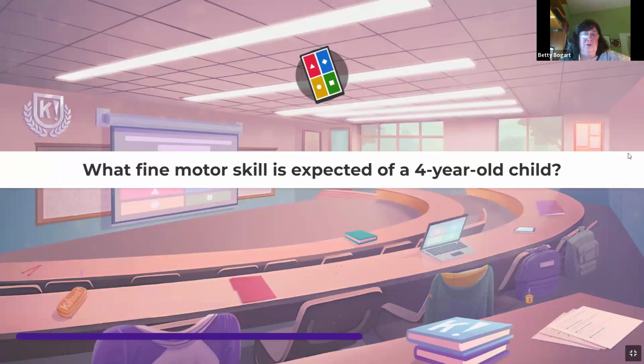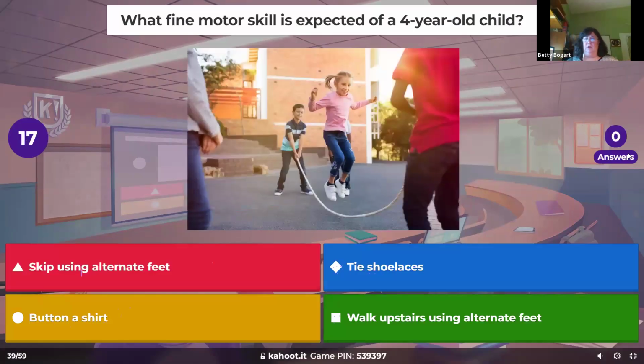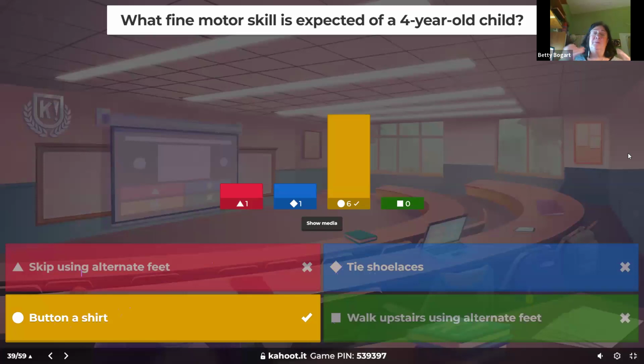What fine motor skills are expected of a 4-year-old child? A preschooler. Remember, fine is fingers. Remember to read the questions. Fine is fingers, gross is movement. Get up and go, go, go. They should be able to button a shirt. Zipping is movement. Tying shoelaces, that's almost a 6-year-old.